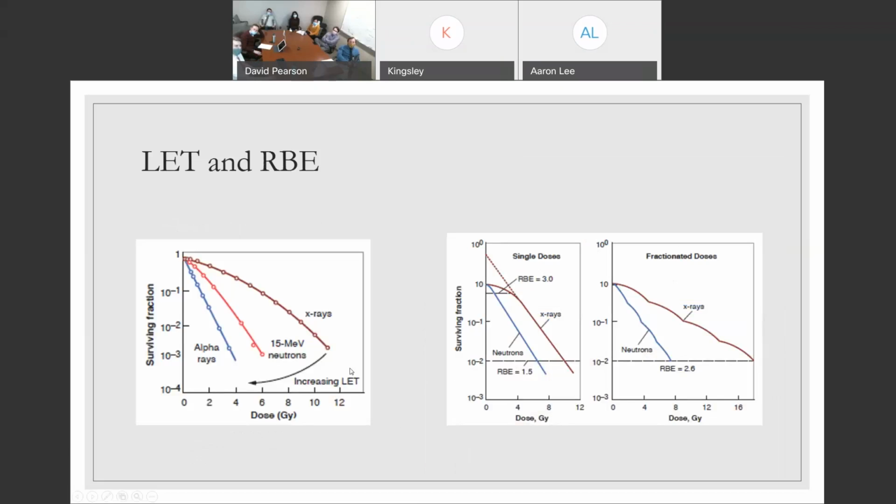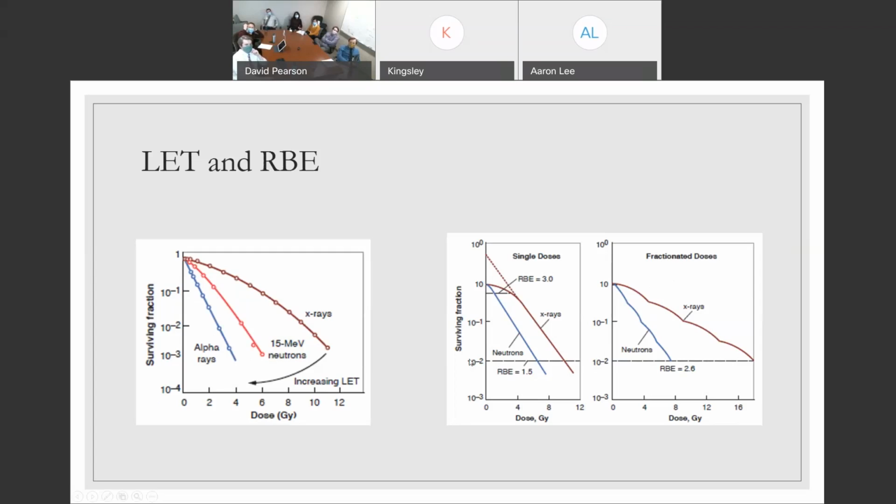So here's just a snazzy little graph showing that when LET increases, your surviving fraction of cells will fall off a lot faster. So just again, thinking of it as these are just wrecking balls flying through, taking out everything in their path, indiscriminate of what's in front of them. The alpha rays, they call them here, are going to wipe out the cells a lot faster than the X-rays would. And showing the effect of fractionation here.